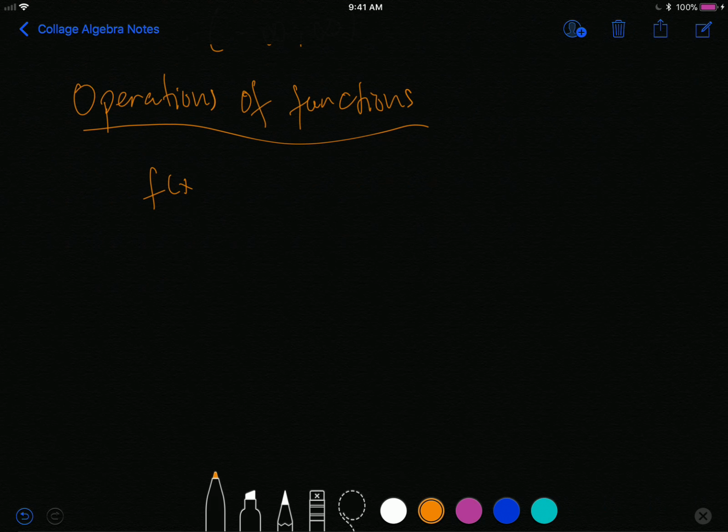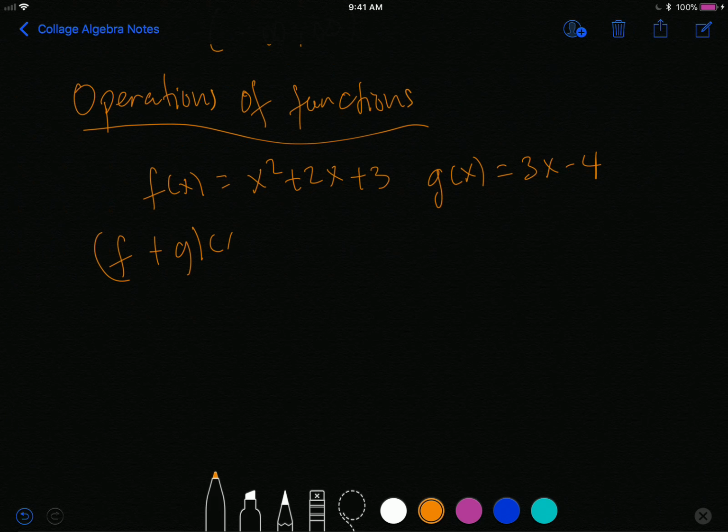So let's have f of x equals x squared plus 2x plus 3, and then let's have a g of x, which equals 3x minus 4. Very simply, there are four operations. The addition operation, you just put a plus sign between the two functions. The subtraction, put a minus sign between the two functions, f minus g.